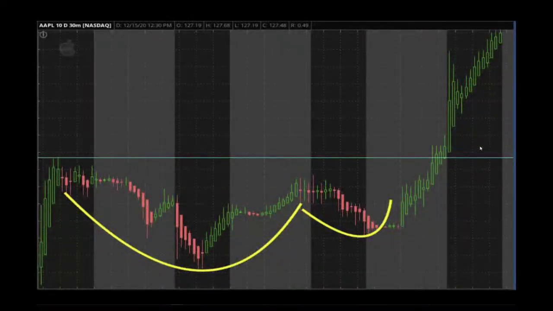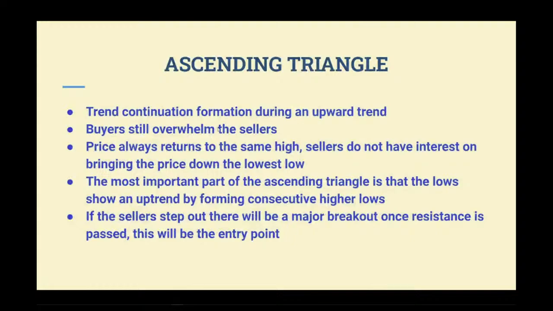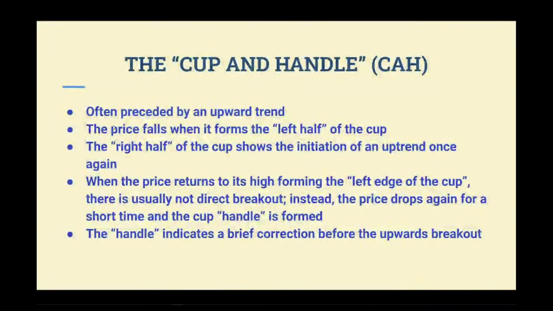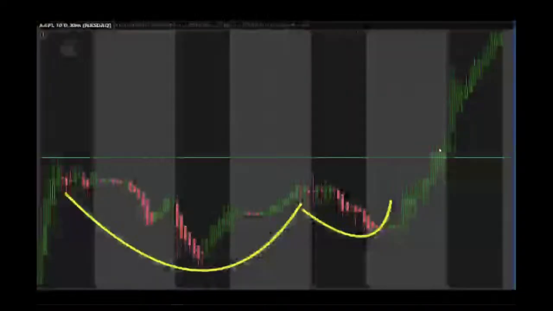It's a bullish move, yes, because the price is going up. It's a continuation bullish move, the cup and handle. Here, you see? Proceeded by an upward trend. The initiation of an uptrend once again. So you were on an uptrend, and now once again you have a new uptrend. So it's basically a continuation.